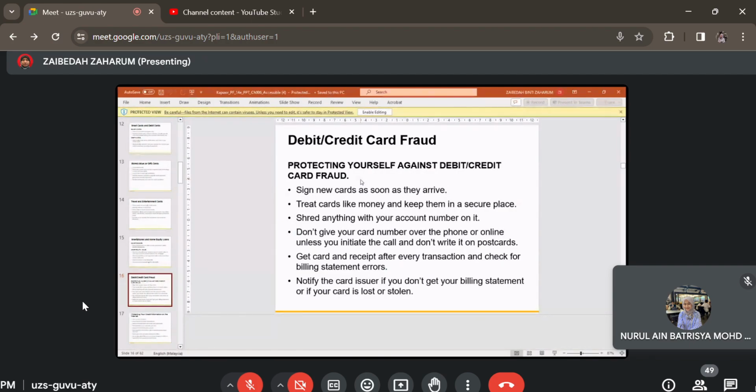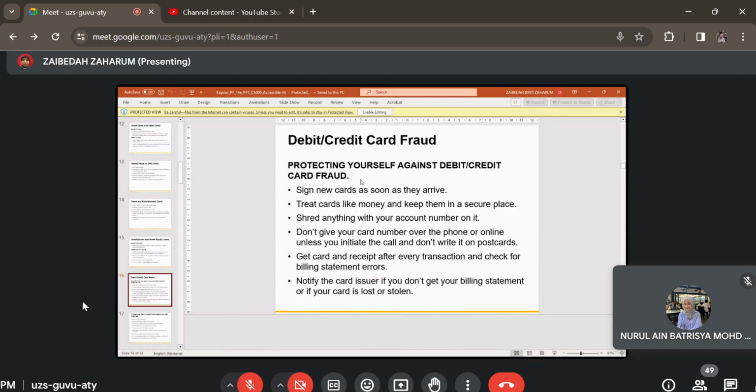Sign new card as soon as they arrive. Bila you dapat je card, okay, terus sign lah you punya card tadi at the back of the card. Okay, and then treat cards tadi like money. Bila kita kata kita anggap card tadi tu sebagai duit, cash money, okay, we have to put them in a secure place. Sebab kita tahu, kalau you ada RM10,000, takkan you nak letak duit RM10,000 tu merata-rata. So you akan simpan dia kat tempat yang selamat. Sama juga dengan card tu tadi.